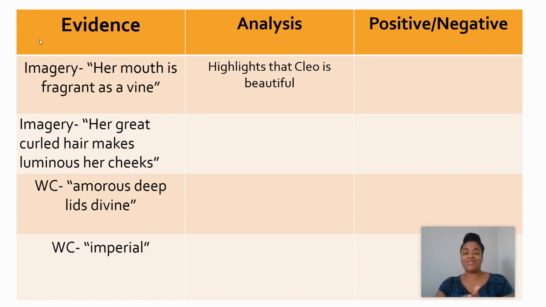All right, scholars, now that we've written our analysis, and no, our analysis will not all look the exact same. As you can see, I wrote that the image it painted really highlighted that Cleopatra is beautiful. It highlighted her physical beauty. Now we need to think, does this have a positive or negative connotation? When you write, if you think it's positive, you're going to say positive and tell why. If it's negative, you're going to say negative and then tell why.